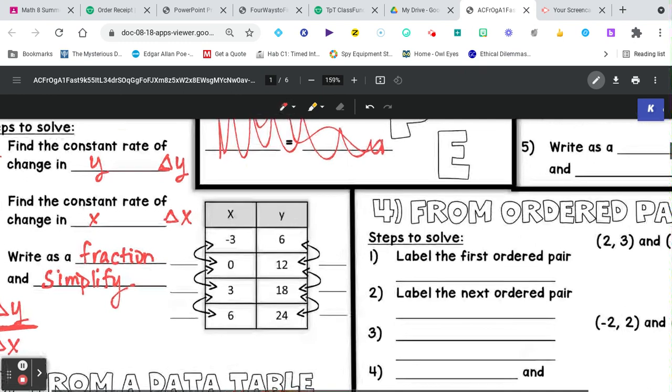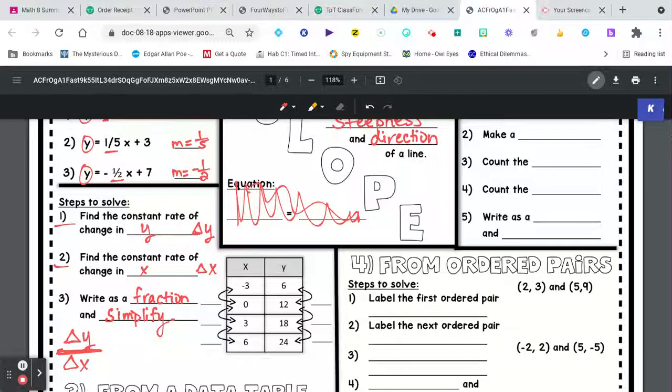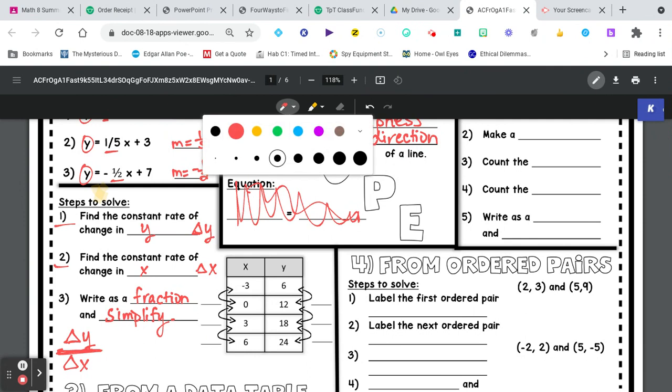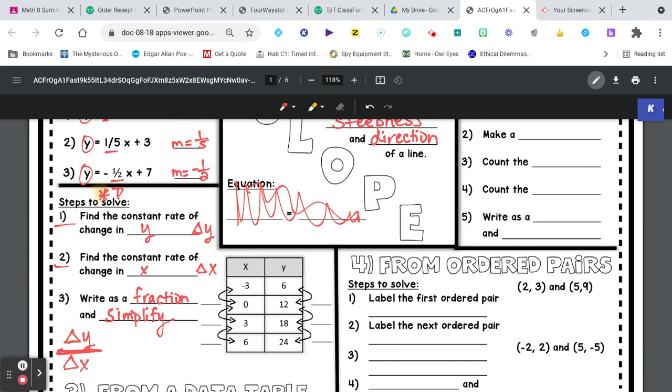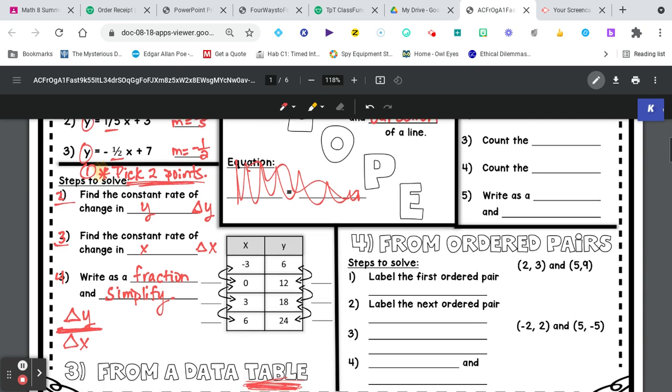All right, so what I'm going to do is pick 2 points. I don't care what 2 points you pick. So let's write a little note right here. I'm going to do this before number 1. Put a little asterisk because I taught you a little different. Pick 2 points from the table. That's what I want you to do first. Pick 2 points from the table, then do this. So this will be more like our number 1, and this will be more like our number 2, our number 3, and our number 4, okay? Pick 2 points from the table, find the constant rate of change in y, find the rate of change in x, set it up as a fraction, and simplify.